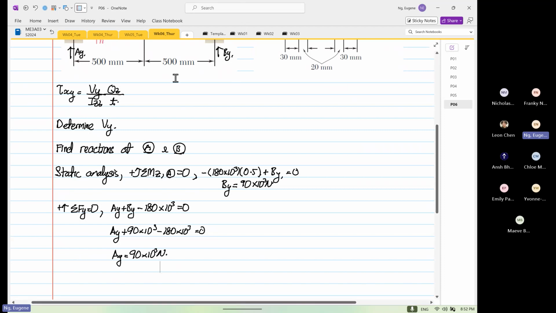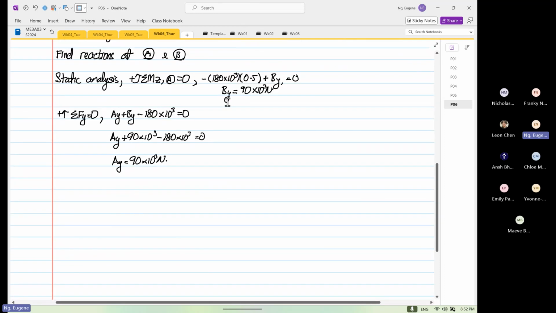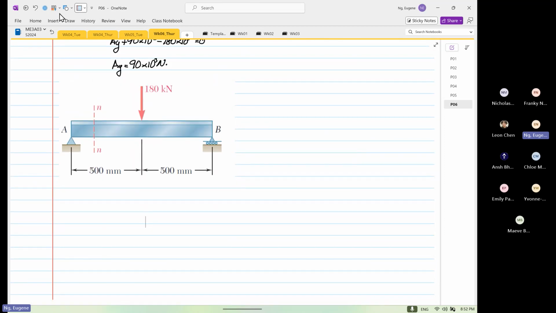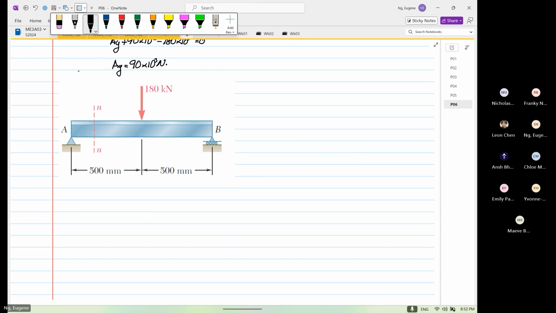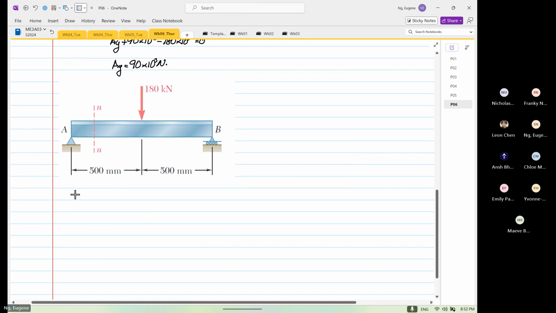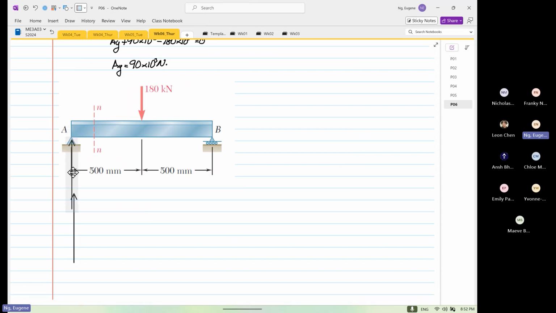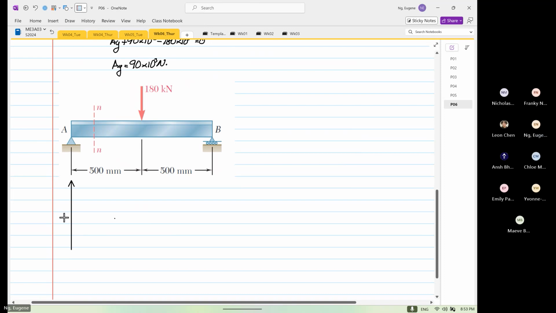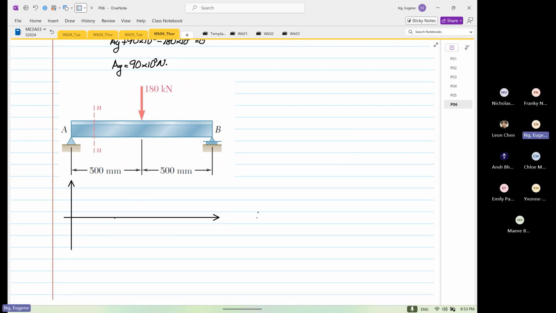Okay. So from here, we can sketch our shear force diagram. I incorporate this so we can sketch our shear force diagram. And I hope you all still remember how to do your shear force and bending moment diagram. If not, don't worry, I will help you guys out. So this is our first line, and then we have our horizontal. And then this is our V. This is our 90. This is our minus 90.